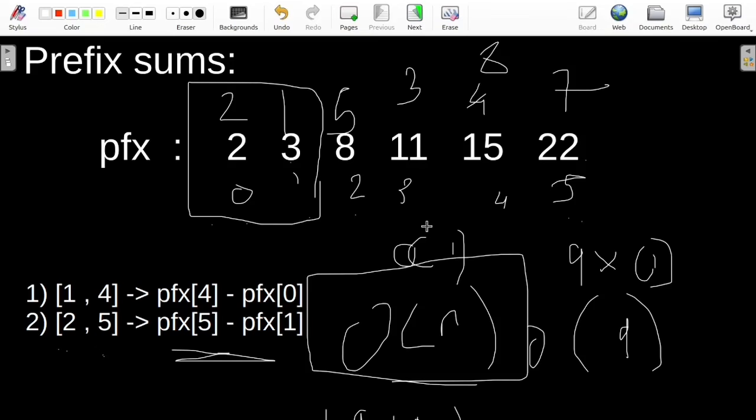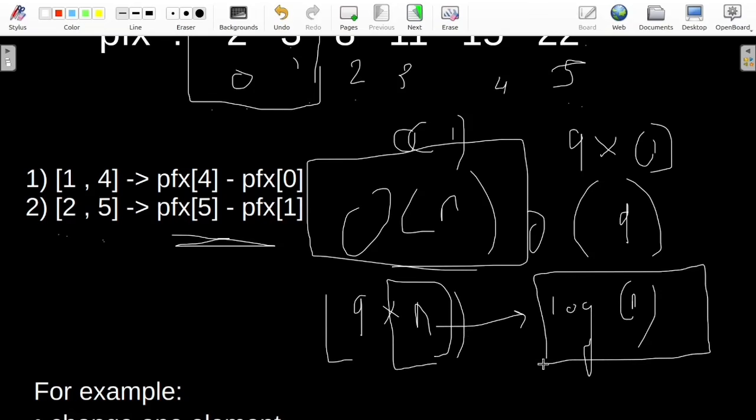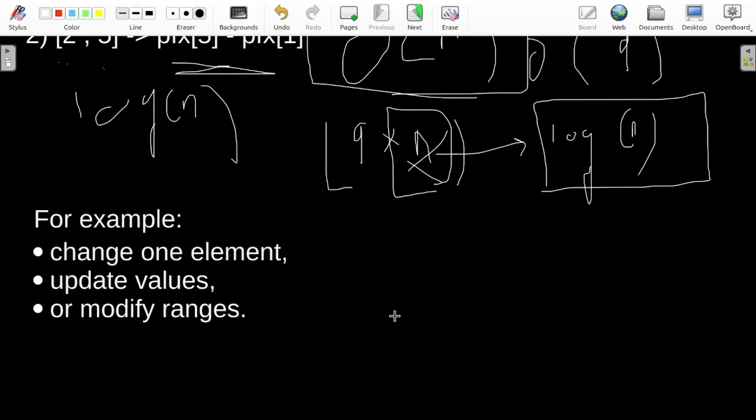Now here, segment tree helps us. We have to optimize this factor of n using a segment tree, because segment tree can update the element in log of n time. We will see the proof of this in the next video, how segment tree updates the element in log of n time complexity, and it also answers our query in log of n time. So instead of n, if we use a segment tree, the time complexity will become q times log n.